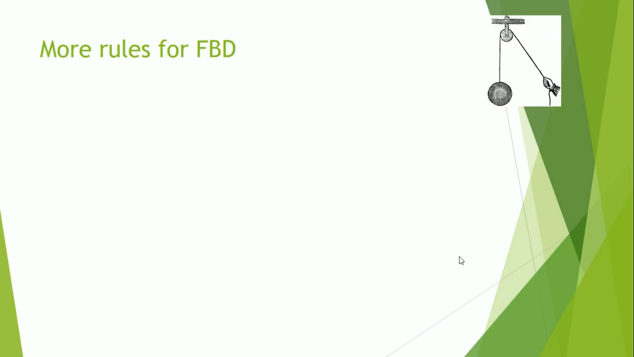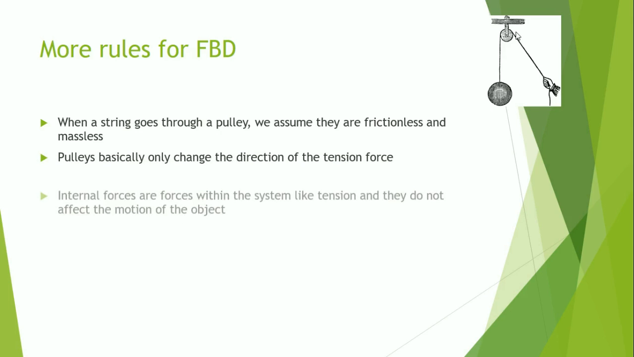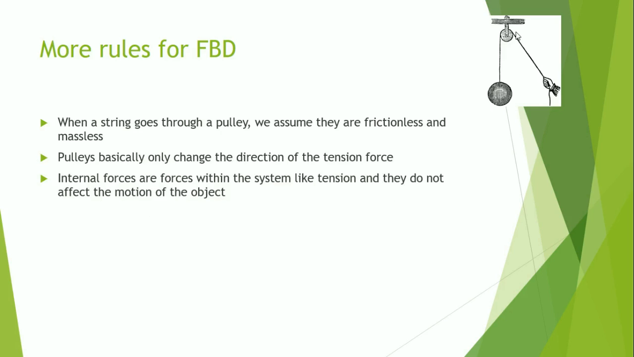Okay, and here's some more rules. When a string goes through a pulley, we assume the pulleys are frictionless and massless. In AP1, we always assume that the pulleys are just frictionless and massless. So basically, all they do is just change the direction of the tension.